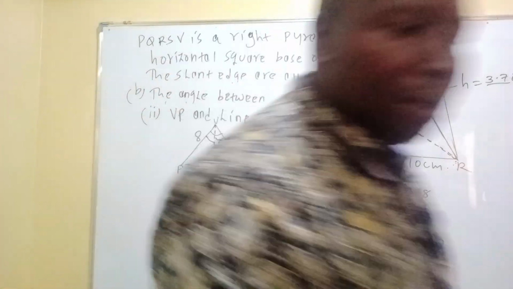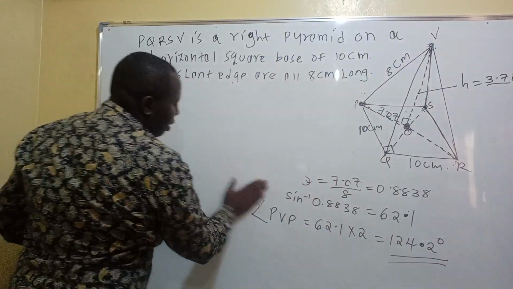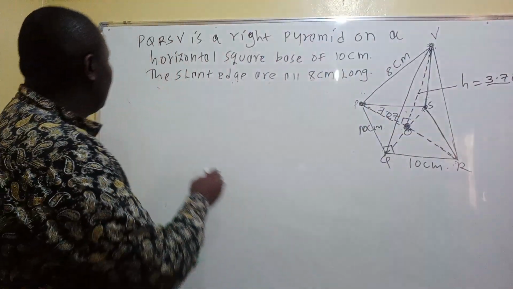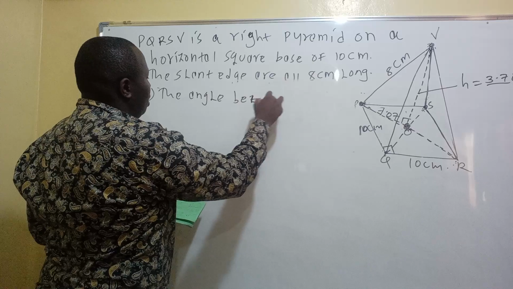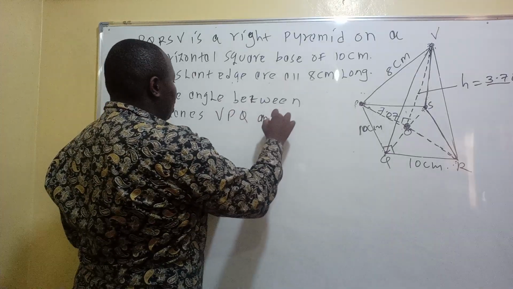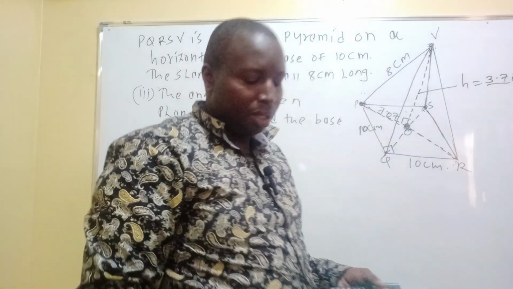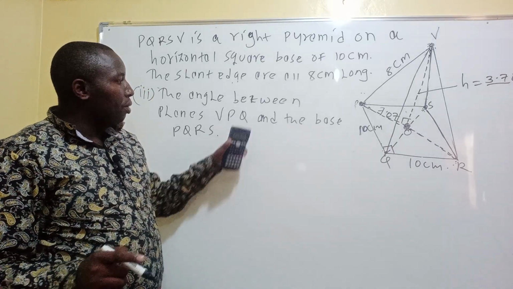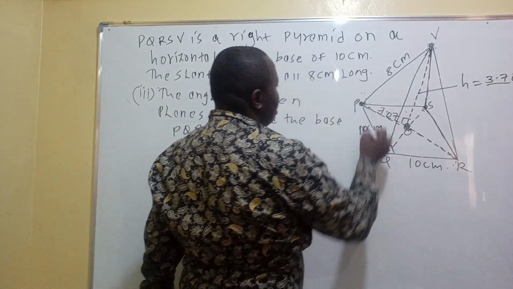So then the last question here, we are going to find the angle between, part 3, the angle between planes VPQ and the base PQRS. So the angle between the plane VPQ and the base PQRS.